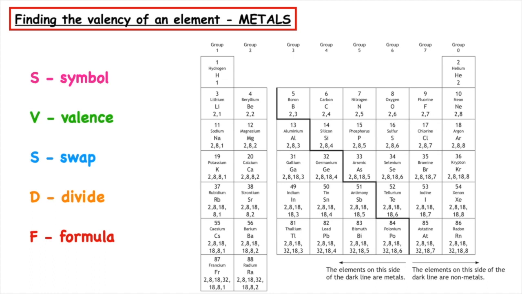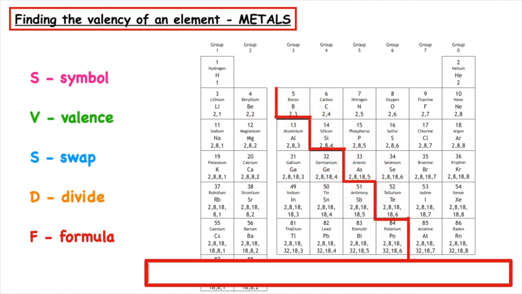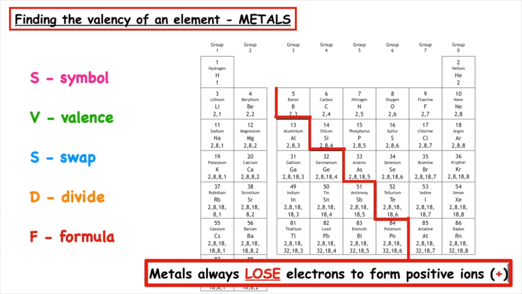At this stage, it's important for us to look at the periodic table as a whole. There is a line which divides the periodic table into 2 sections: metals on the left-hand side of the staircase and non-metals on the right-hand side of the staircase. Metals will always lose electrons to form positive ions. So metals found in group 3, such as aluminium, gallium, indium, and thallium, would lose 3 electrons to achieve stability.